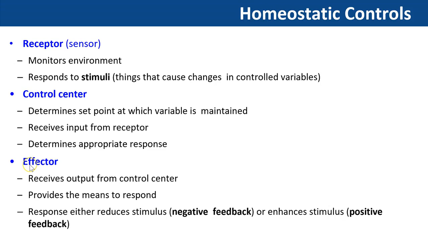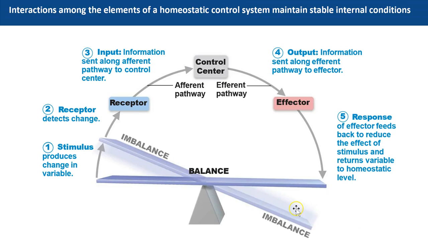The third component is the effector. The effector receives output from the control center and provides the means for the control center's response to the stimulus. Through two feedback mechanisms, homeostasis is maintained in your body: positive and negative feedback mechanisms. When the response reduces a stimulus, we call this negative feedback. When the response enhances the stimulus, it is called positive feedback.